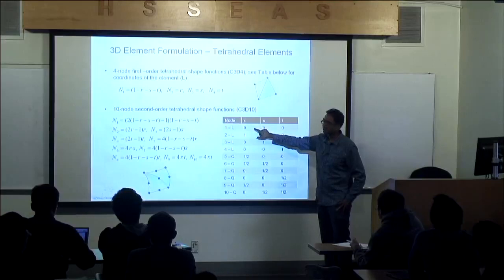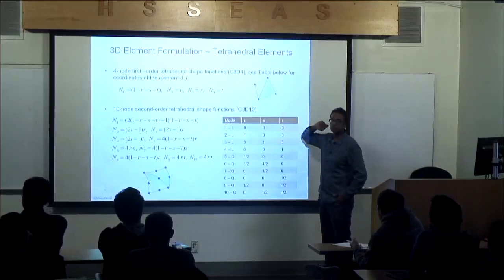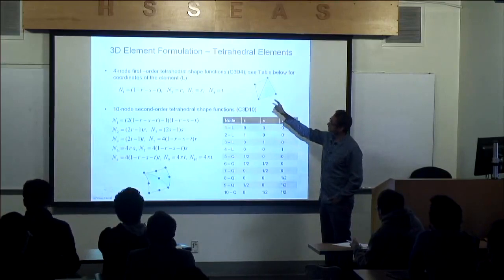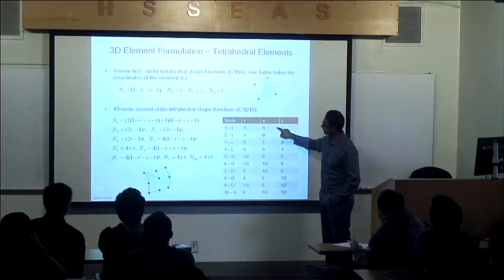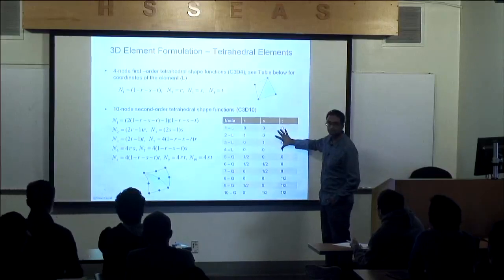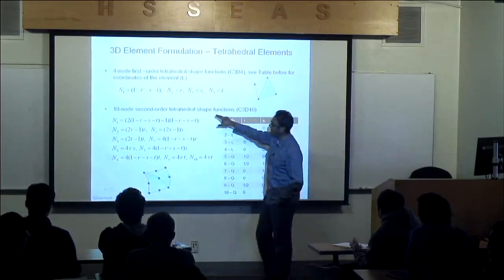The node locations for element 1, sorry, lost my train here. The tetrahedral element, C3D4, the nodal locations are given here for the 4 nodes. Okay, and then since you can also use the same table for the 10-noded element.